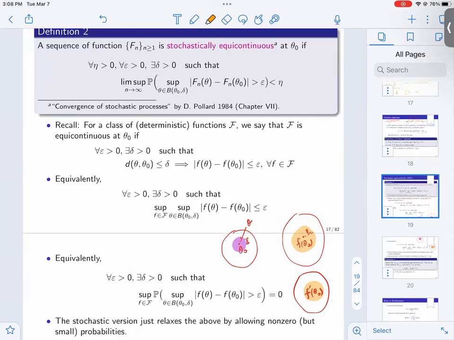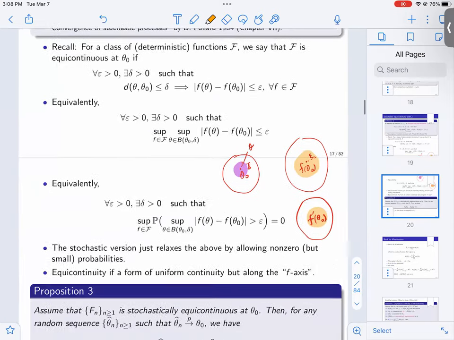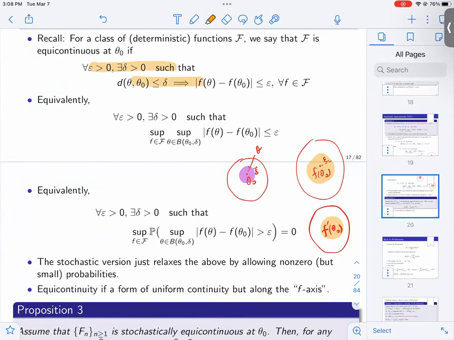So this is the usual definition of equicontinuity. If you manipulate it a little bit, you can write it like that: for every epsilon, there is a delta such that the supremum over F, supremum over the ball of this deviation, is less than epsilon. If I take the supremum over this ball, over theta and then over F, this uniformity usually involves a supremum. So that's what it is.